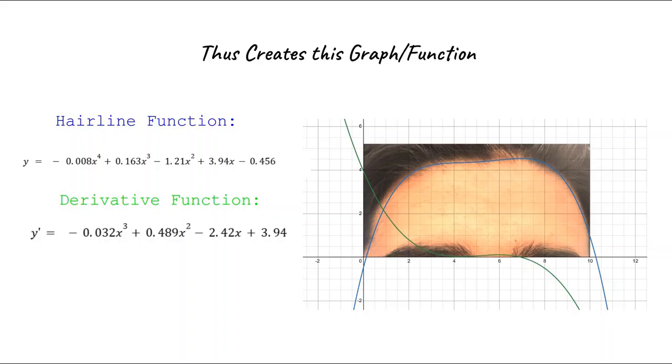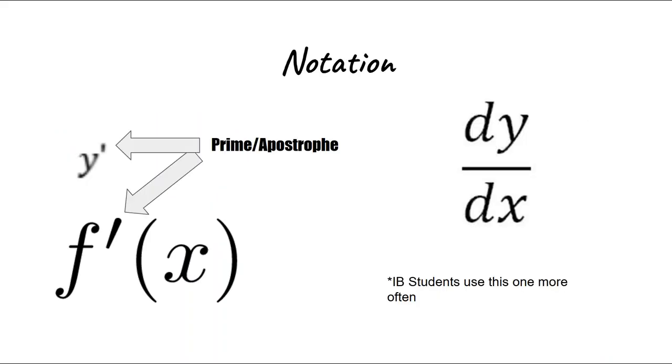For notation, people use an apostrophe, formerly known as the prime, to represent a derivative. Here are some other forms of notation. The most common notation is dy/dx, and if you're an IB student, it is recommended that you use this notation more often.